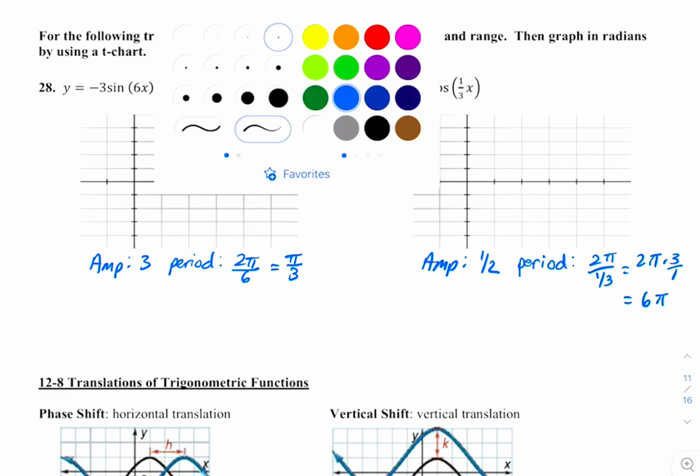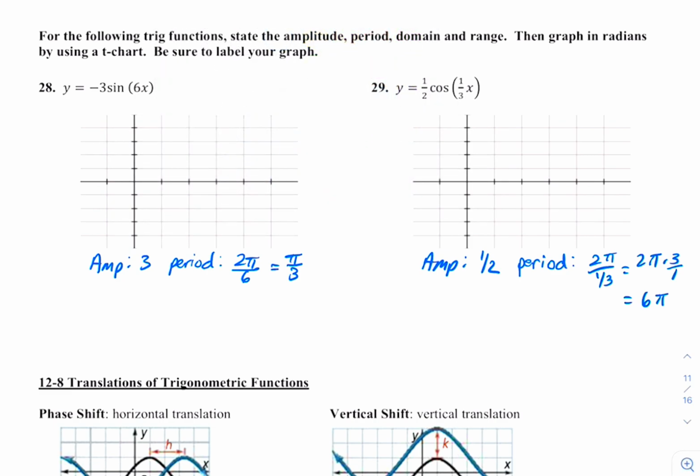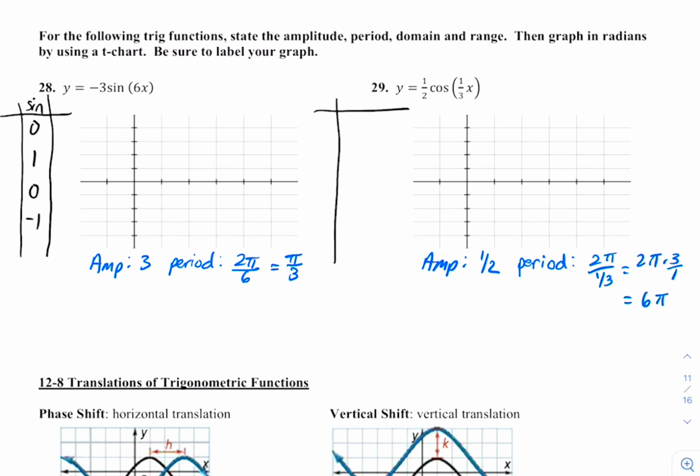Okay. And then we have something other than a positive 1 for our a value. So that means that we're going to have to account for that as we make our t-charts. And again, it doesn't matter if you find the x's first or the y's first. So I'm just going to write in that base function. So base function is sine for the first one, which means if we didn't have this transformation, this would start off as 0, 1, 0, negative 1, 0. And then on my other one, I'm dealing with cosine. So normally this would be from 1, 0, negative 1, 0, and 1.